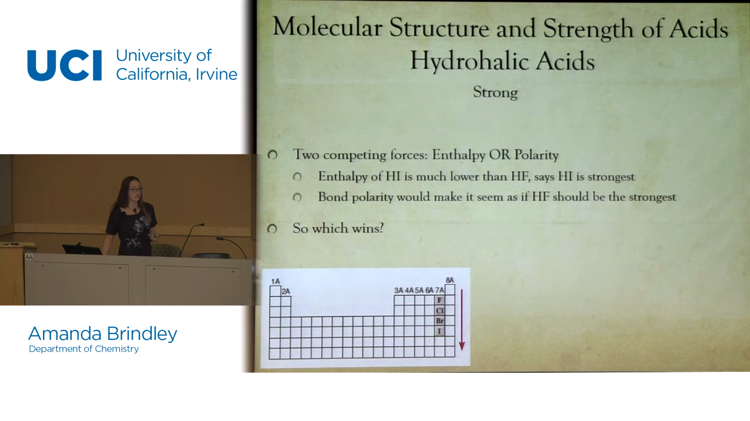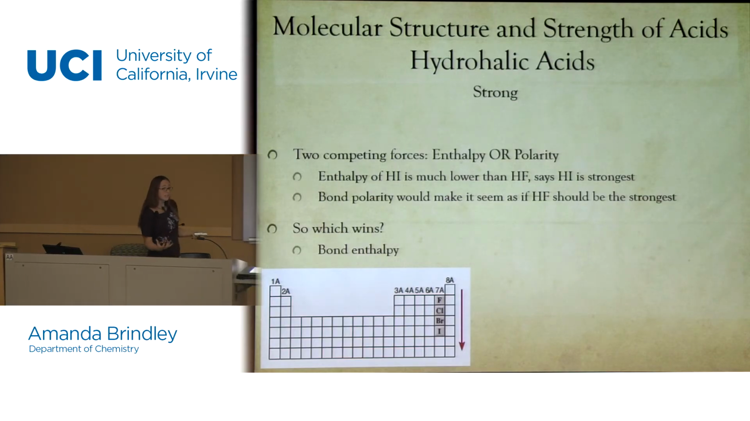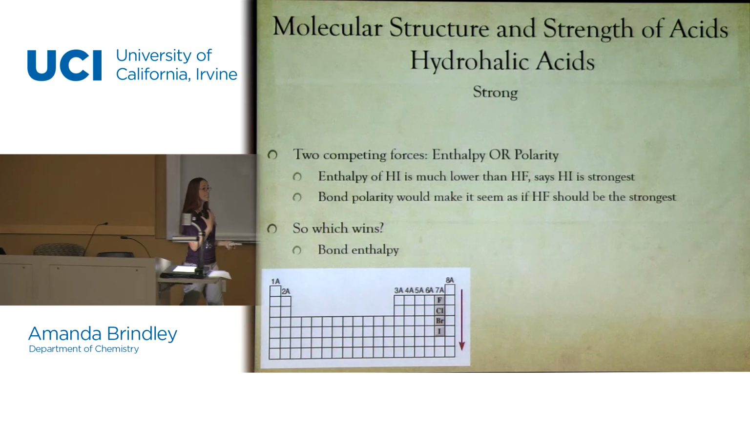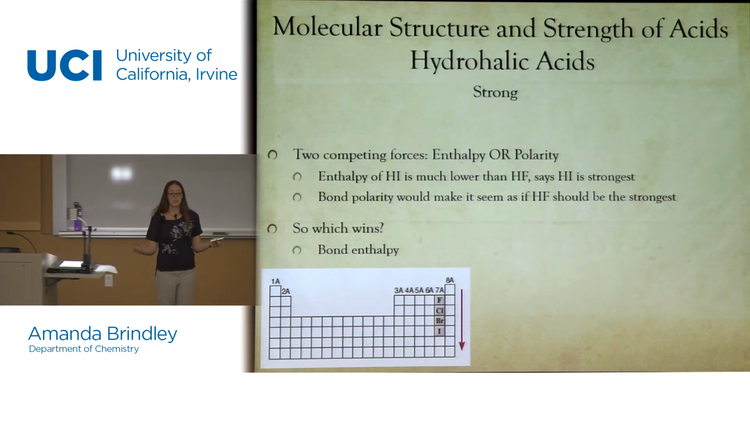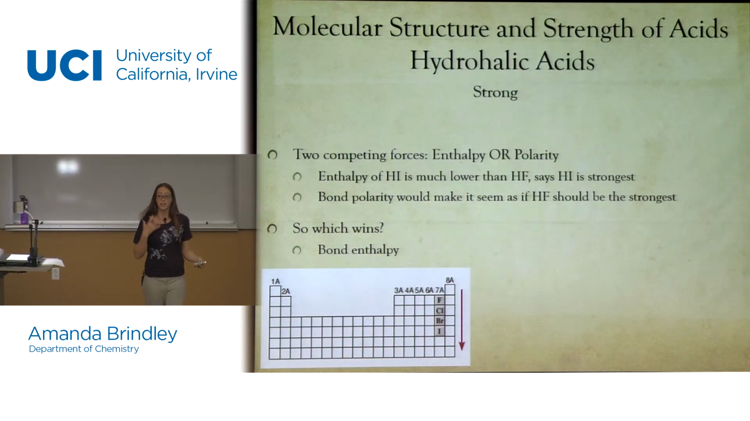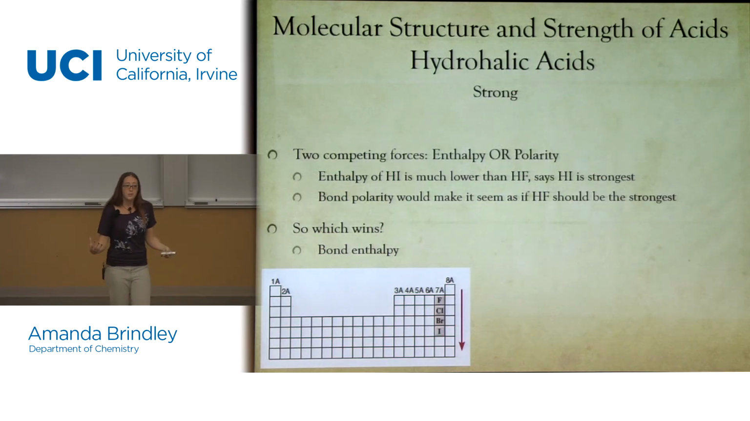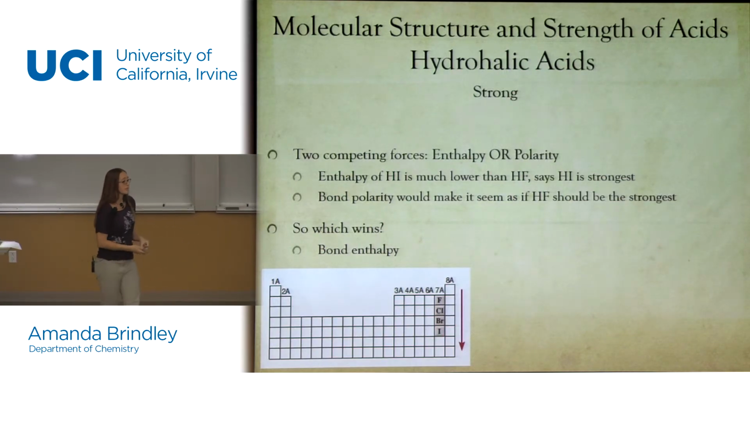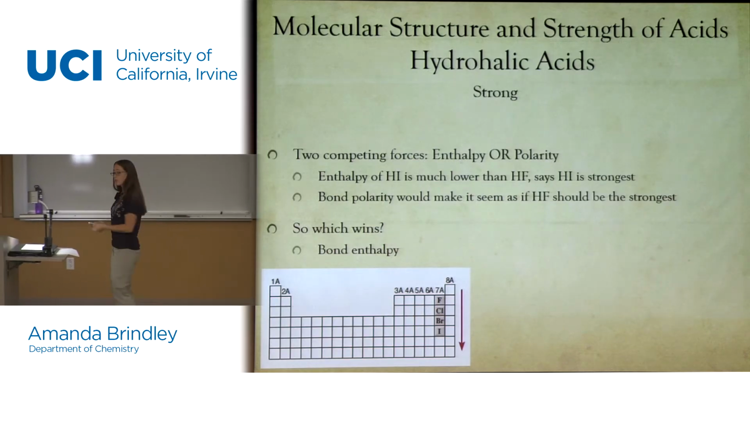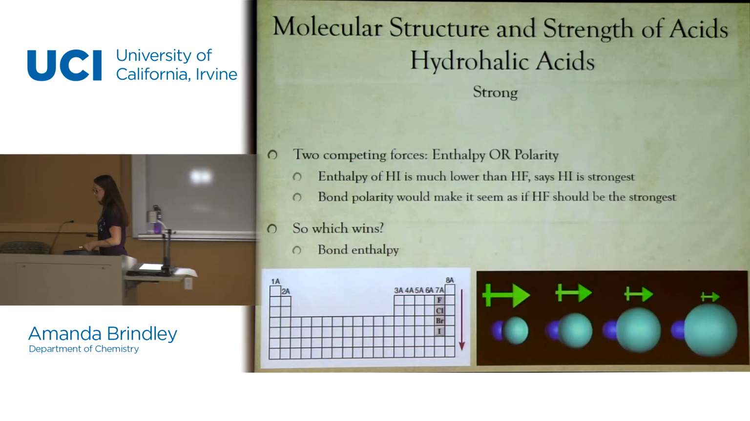Well, which one do we know is the strong acid, HI or HF? HI. So the bond enthalpy ends up being the winning force here. Okay? Both are really good reasons. Both really make a lot of sense. And if we were arguing this without any other knowledge other than which one is more electronegative and which one has the longer bond, we wouldn't necessarily know. Turns out that the bond enthalpy is the main factor here.